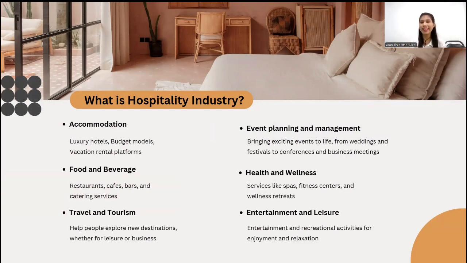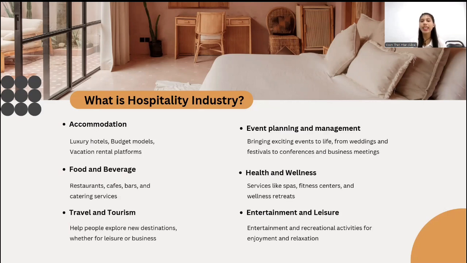The first one is accommodation. Accommodation includes luxury hotels, budget motels, and vacation rental platforms. The next one is food and beverage, also known as F&B. F&B includes restaurants, cafes, bars, and catering services. And the next one is my favorite part of the hospitality industry, which is travel and tourism. It helps people to explore new destinations, whether for leisure or business.